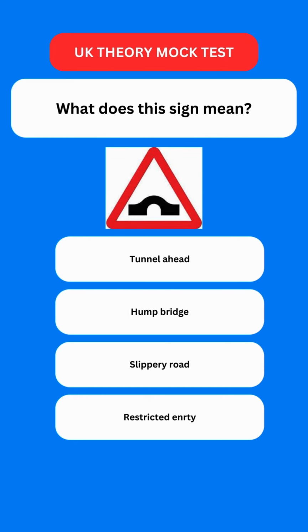Next question is, what does this sign mean? Options are tunnel ahead, hump bridge, slippery road, or restricted entry. So the correct option is the second one. This warns you of a hump bridge.